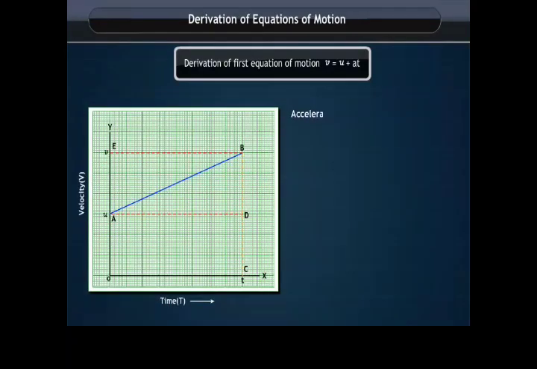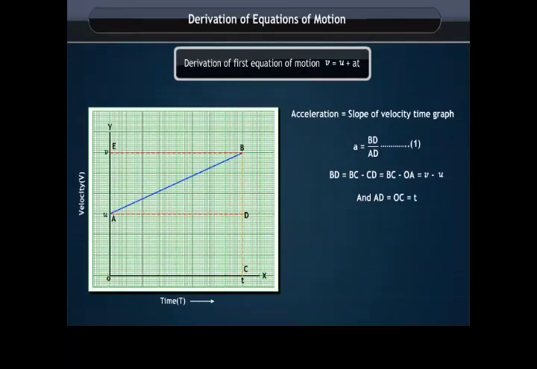We know that acceleration is equal to slope of velocity time graph. So A is equal to BD by AD. Let it be equation 1. But BD is equal to BC minus CD is equal to BC minus OA. Putting the value of BC as V and OA as U, we get BD is equal to V minus U and AD is equal to OC is equal to T. Putting the above values in equation 1, we get A is equal to V minus U divided by T. So after rearranging, we get V is equal to U plus AT.